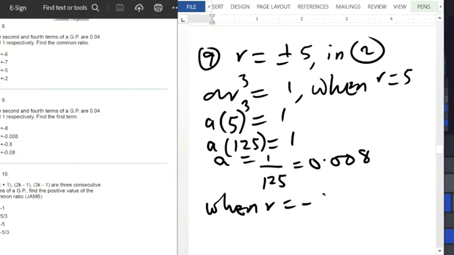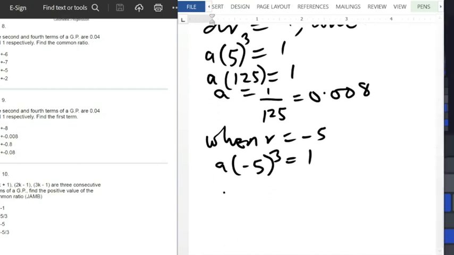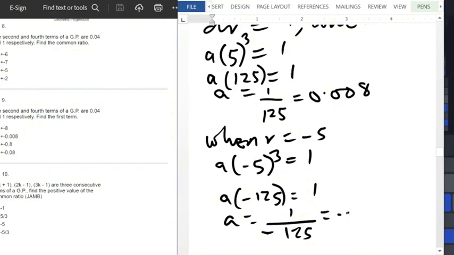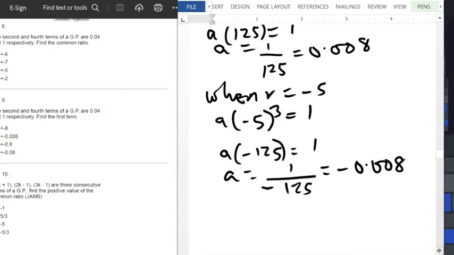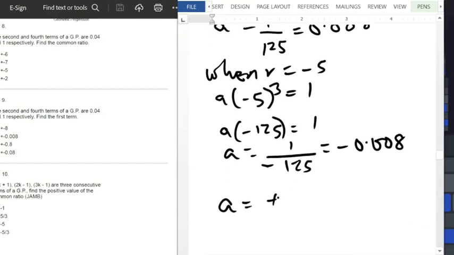Then when R equals minus 5, we have A into minus 5 raised to the power 3 equals 1. So we have A into minus 125 equals 1. So A equals 1 divided by minus 125, which is equal to minus 0.008. So that is the first term. The first term is now plus or minus 0.008. That is option B.